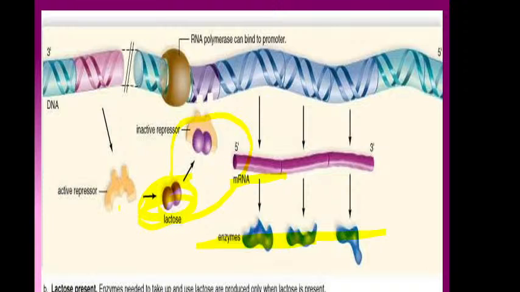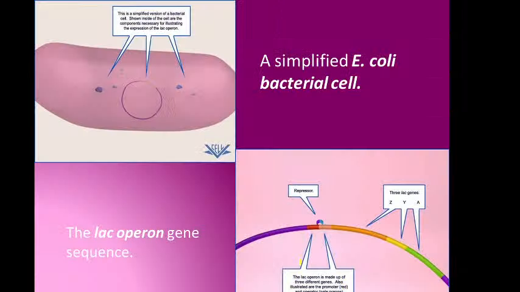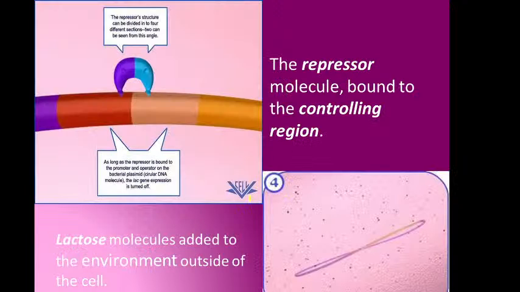That is why it is known as an inducible operon, because otherwise the reaction does not continue, as the repressor binds with the operator. But now the repressor binds with the lactose, the operator is free, the polymerase will bind with the promoter and the reaction will continue. So we will get the mRNA and from the mRNA we will get the desirable enzyme. So enzymes needed to take up and use lactose are produced only when lactose is present. So this is basically the lac operon system.